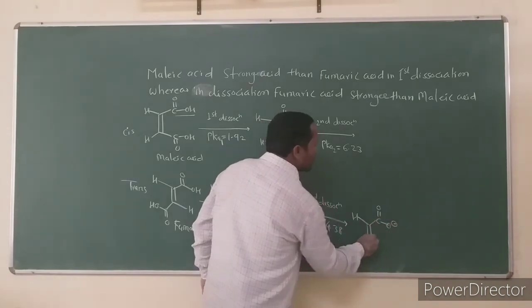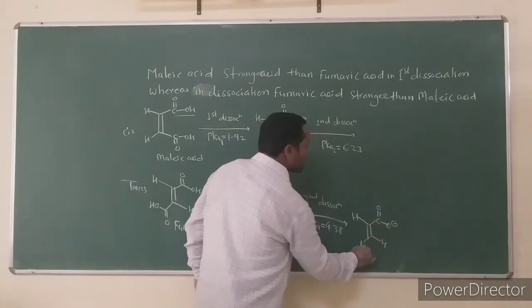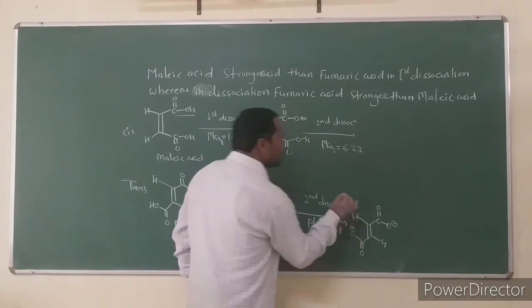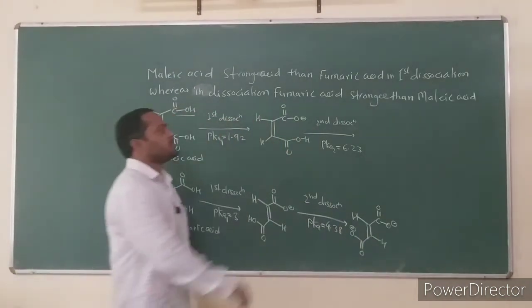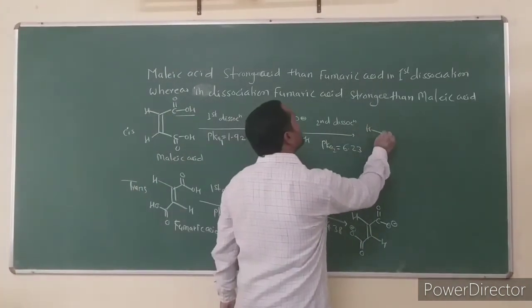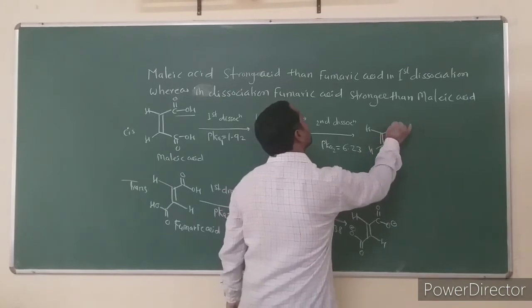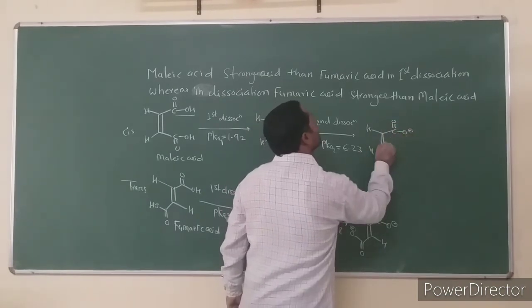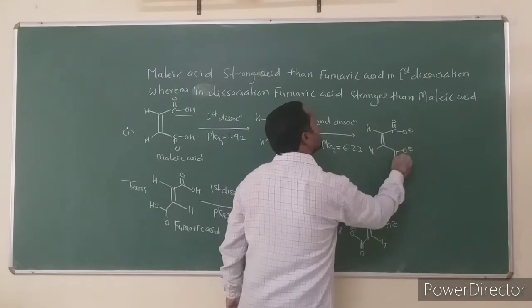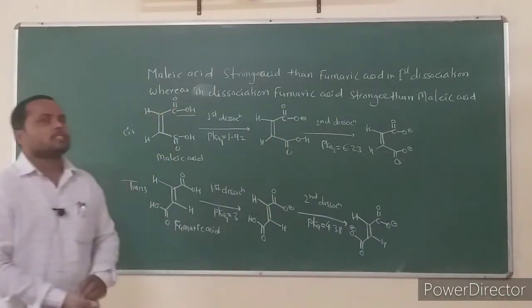It undergoes second dissociation to give this conjugate base. It also undergoes second dissociation to give this conjugate base. Then what is the reason?